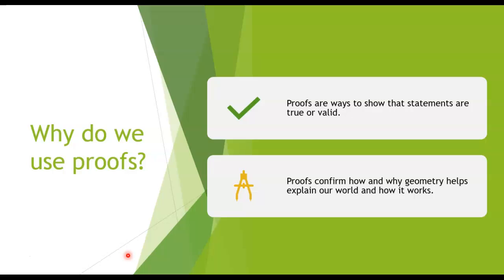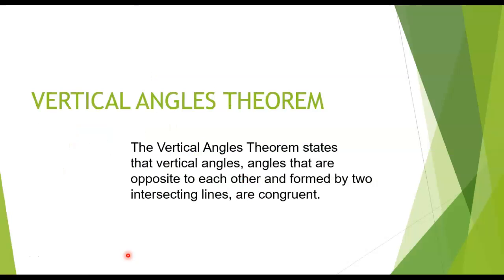Proofs are ways to show that statements are true or valid. Proofs confirm how and why geometry helps explain our world and how it works. The vertical angles theorem states that vertical angles, angles that are opposite to each other and formed by two intersecting lines, are congruent.